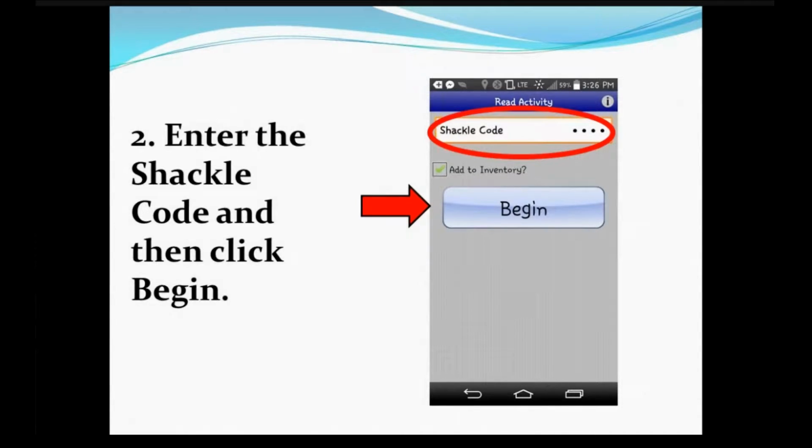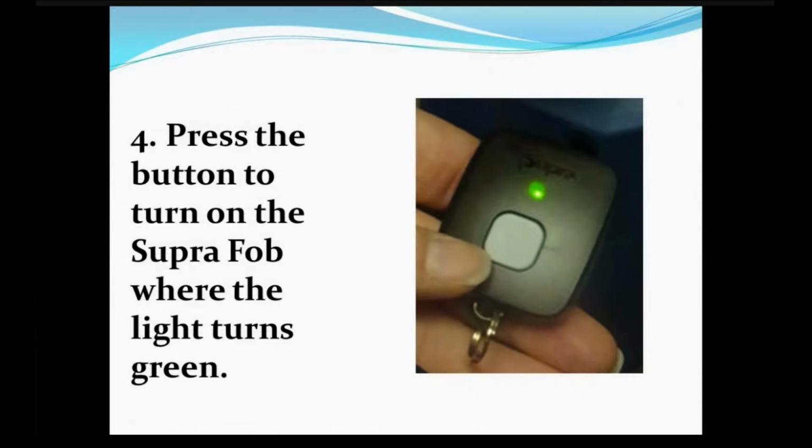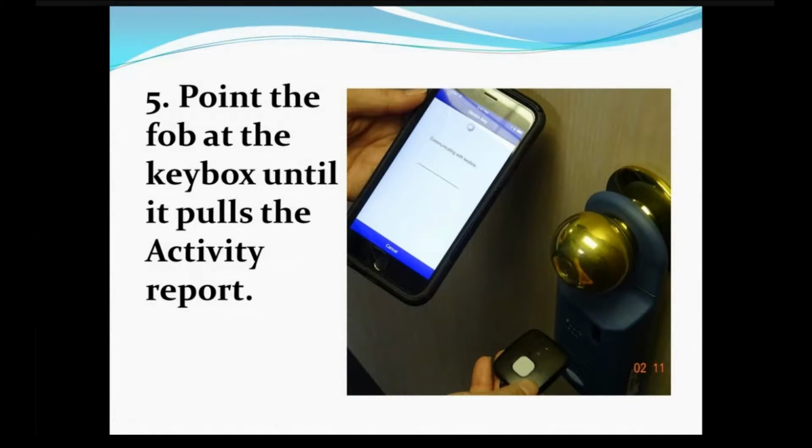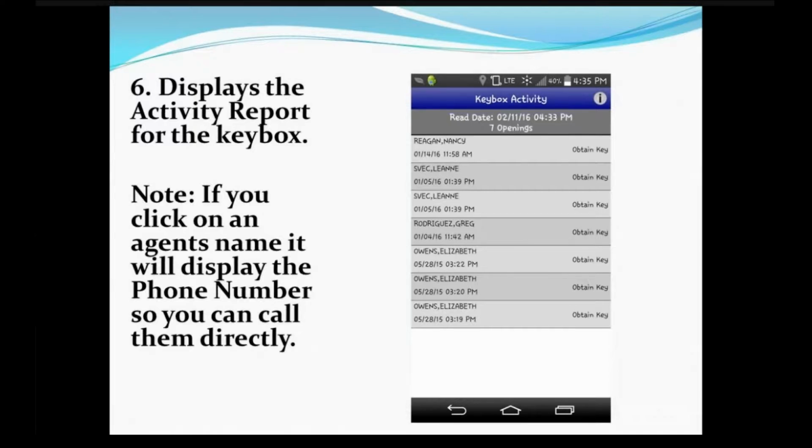Okay, again, you're going to see that repeating picture. If you don't see that green light, know that you need to change out that battery. If it's not responding at all, the battery's already dead. Okay, so make sure you're pointing it directly at that key box so it can communicate. Once it is completely done, it's going to provide you with that activity report, which will look something like this.